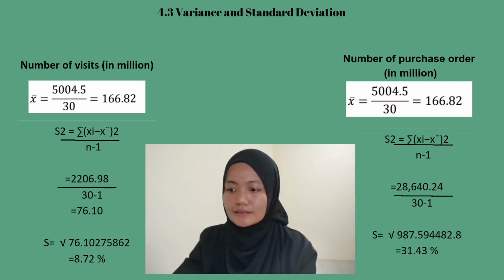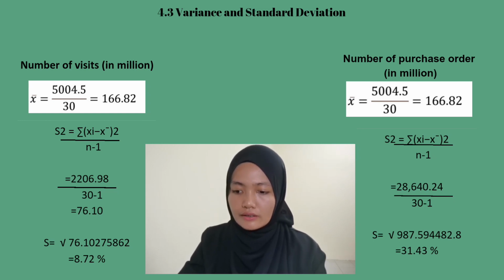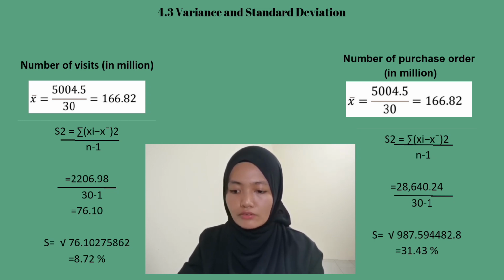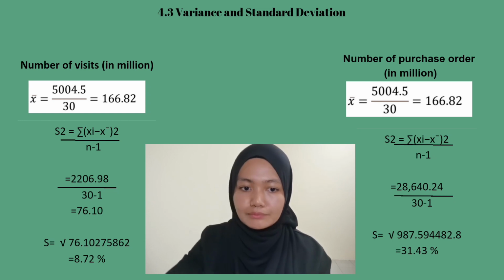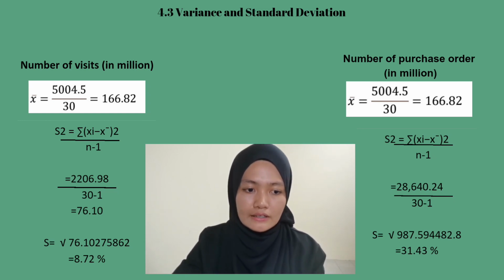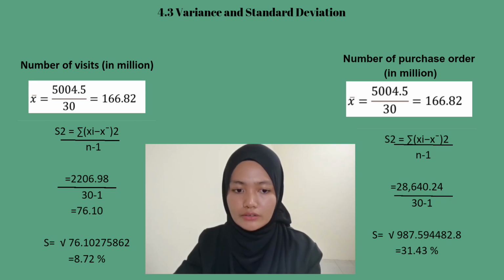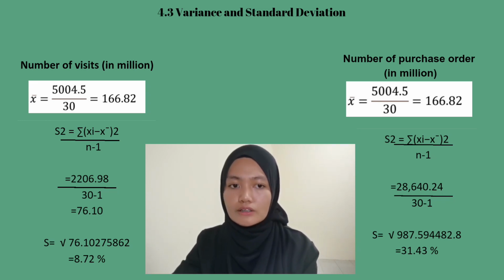The third part is calculate the variance and standard deviation. The formula is as shown above. The s squared, power of 2, is the sample variance. Meanwhile, x is the value of the element, x-bar is the sample mean, and n is the sample size. For number of visit, I get the answer is 8.72. Meanwhile, for number of purchase order is 31.43.